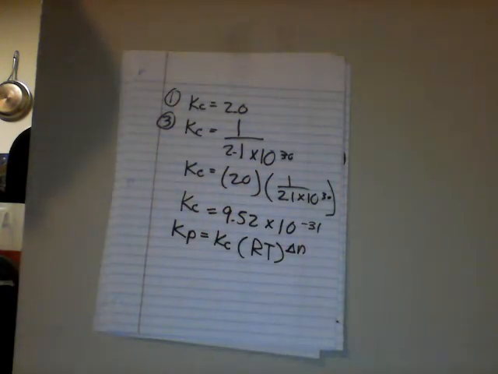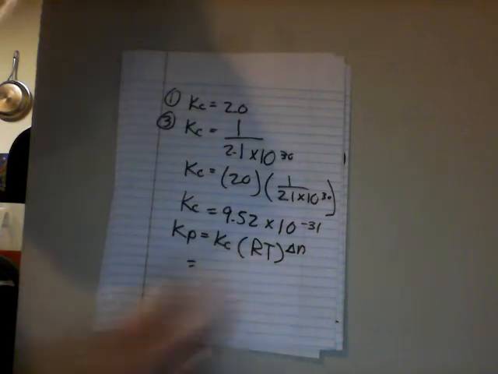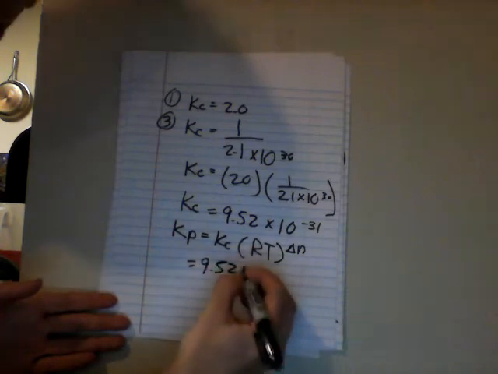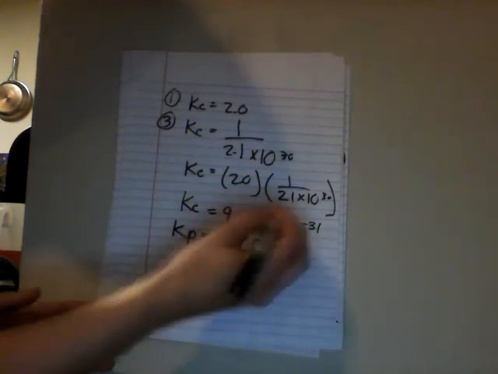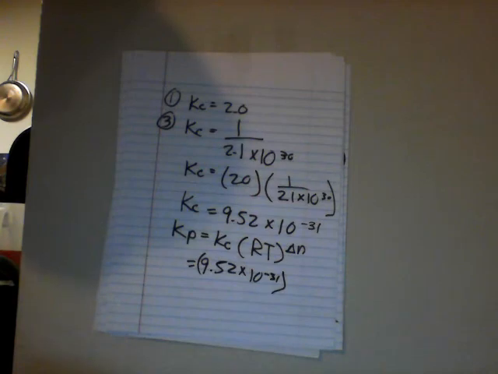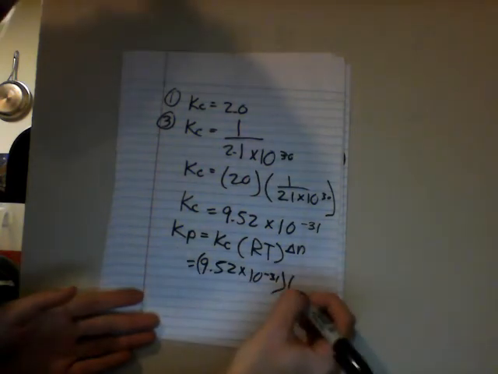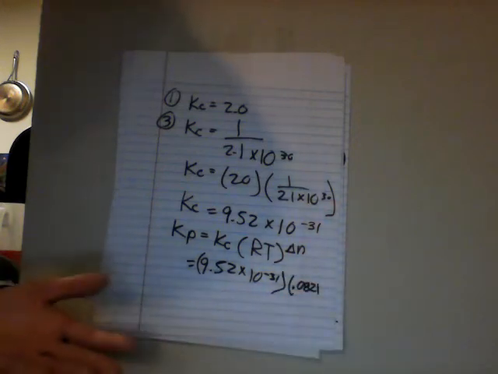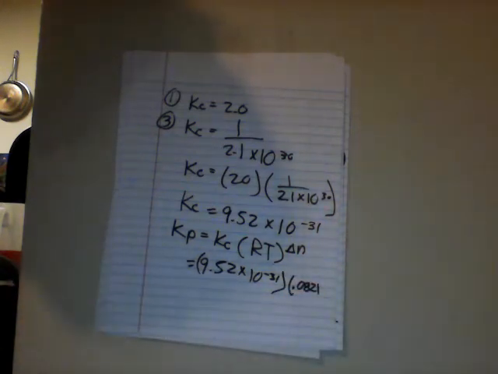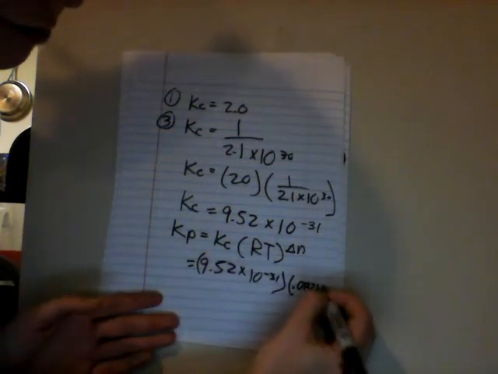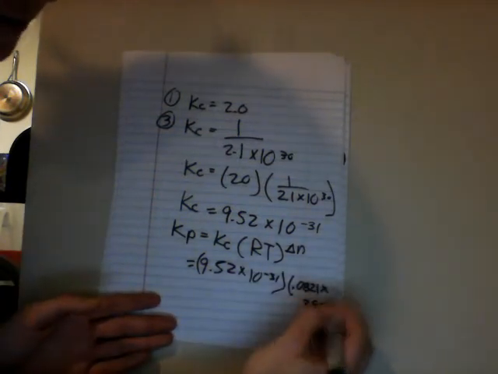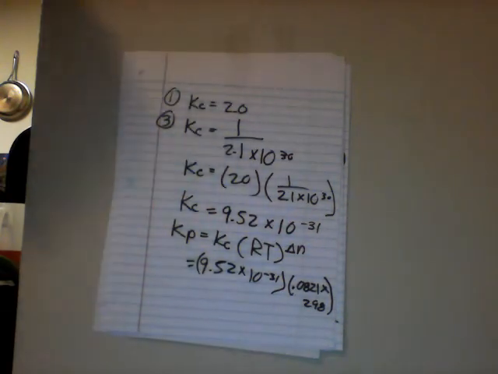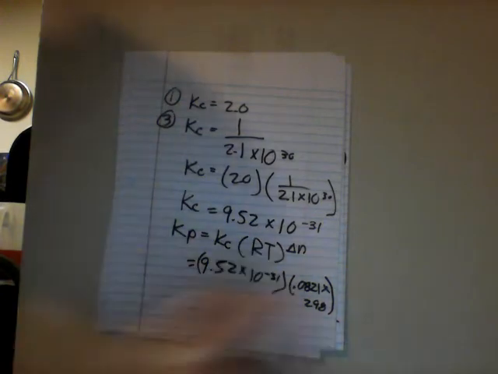I'm not going to go into full detail of how we solve this again since I just did it, but I will write out 9.52 times 10 to the 31, which is the Kc we just found. And then we're going to use that gas constant again, 0.0821 or 0.08206. I just rounded because I'm running out of room, times that 298. In this case, they gave us the temperature in Kelvin, and you always want it in Kelvin, so 298 K.